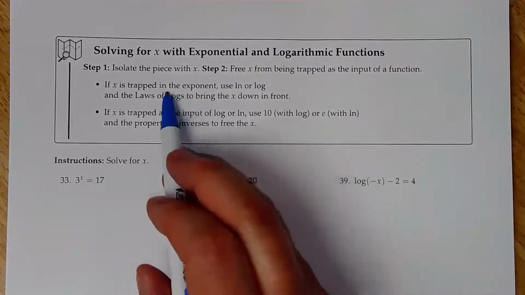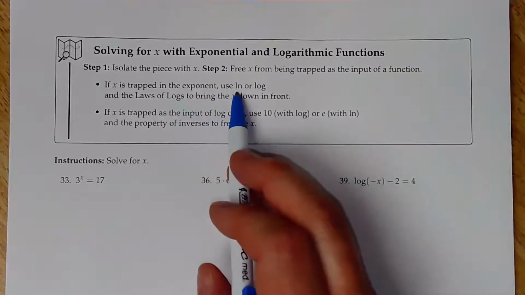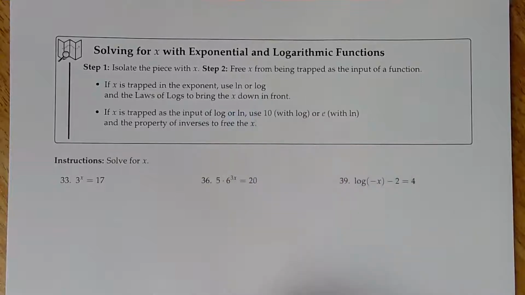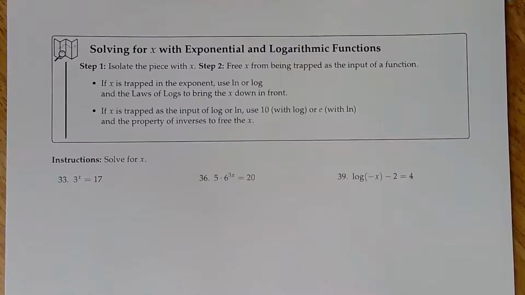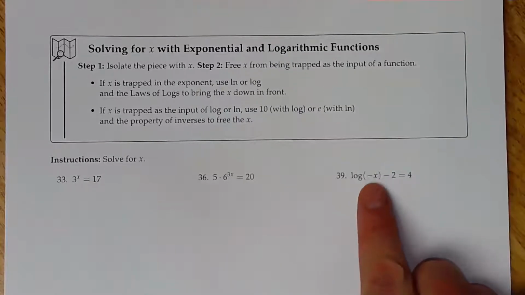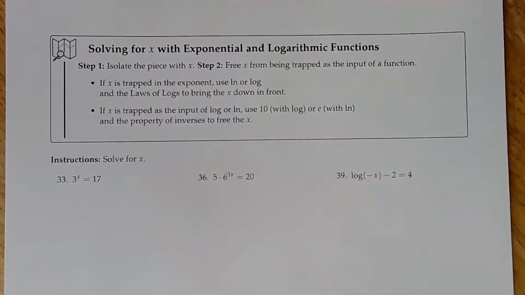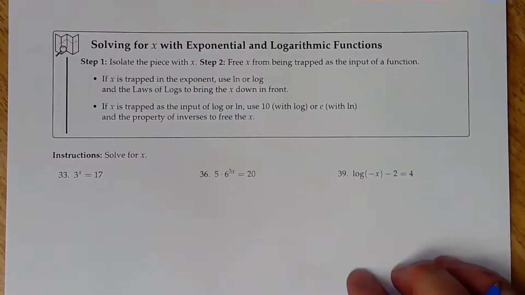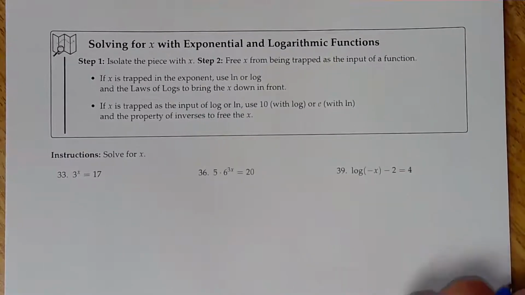So if your x is up in the exponent, we'll use natural log or common log and the law of logs to bring that x down out of the exponent. And if x is trapped as the input for a log, like it is here, then we'll either use 10 or e. So e we would use with ln, and the property of inverse is to free the x. Okay, so that's kind of our plan.